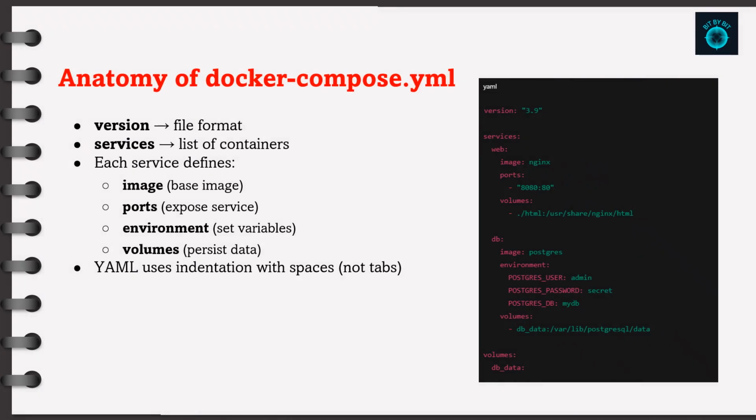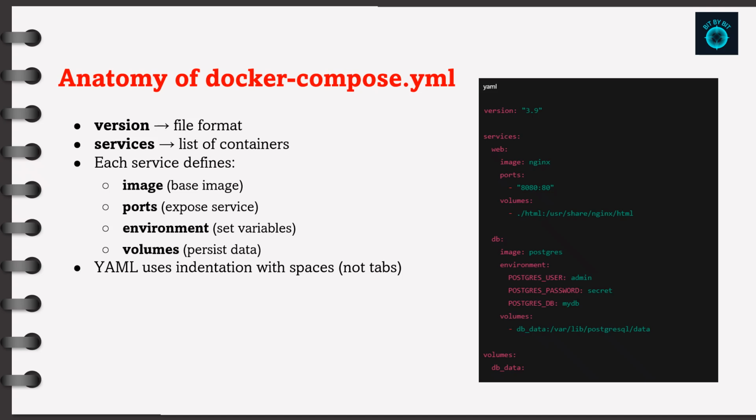Anatomy of docker-compose.yml. To really understand Docker Compose, let's break down the structure of the docker-compose.yml file. The file starts with a version line. This tells Docker which Compose format we are using. Most modern examples use version 3. Next comes the services section. This is where you define each container you want to run.